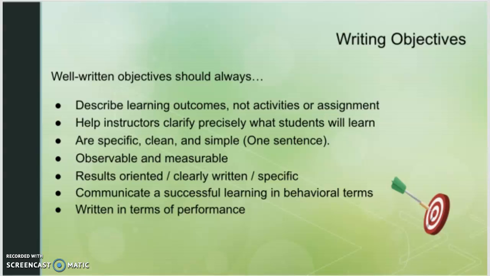Okay, a really well-written one. We're going to analyze it, take it apart in order to put it back together. So let's start off with, what do we want our learning objectives to be? First of all, they describe the learning outcome, not the activity or the assignment. It's all about the learning. It helps clarify what the learners will learn. It's very clean. It's one sentence. There's nothing really creative. It's almost formulaic here, friends. And they're measurable and they're observable.